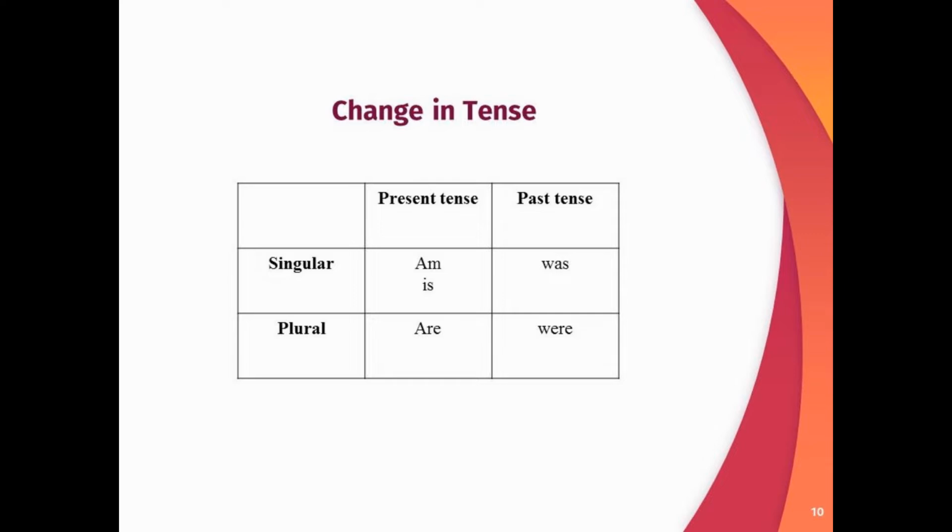Next, we are going to see about the rules when we change active to passive voice with respect to tenses. If the active voice is singular, the present tense will be am, is. In singular, the past tense will be was. When it is plural, the present tense will be are and the past tense will be were.